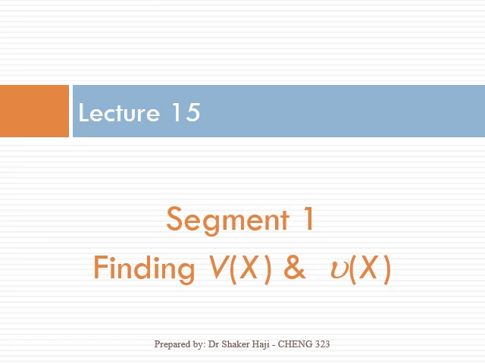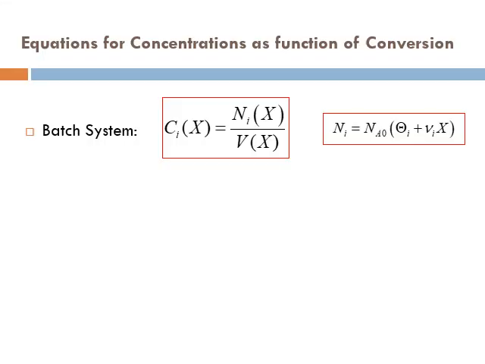Okay, so lecture 15. Lecture 15, I have divided it into two segments just to make the size of the file smaller. In lecture 15, we're gonna find volume as a function of x, and then epsilon as a function of x. Why are we doing so? Because we are interested in finding concentration as a function of x.